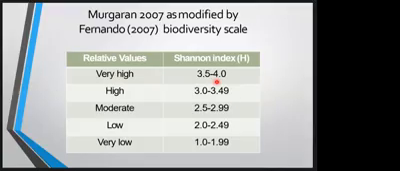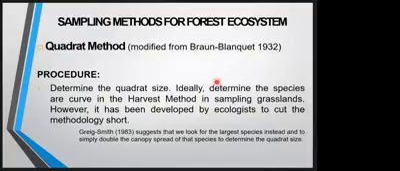Okay. So another method, since we already mentioned the point-centered quarter method, we also have the quadrat method. So I think you already know this, you are familiar with this. So the first procedure is to determine the quadrat size. Ideally, determine the species curve in the harvest method in sampling grasslands. However, it has been developed by ecologists to cut the methodology short.